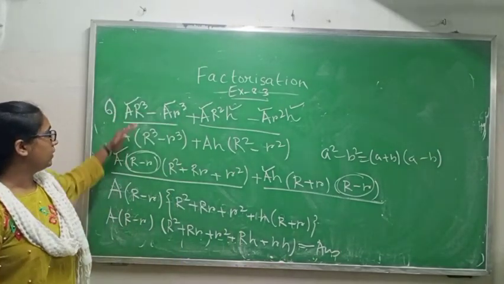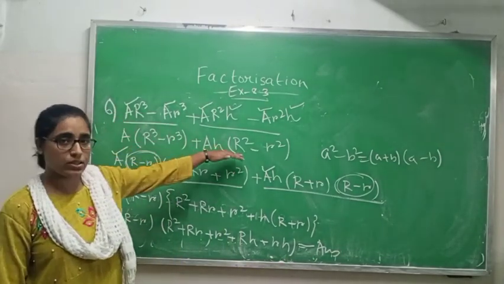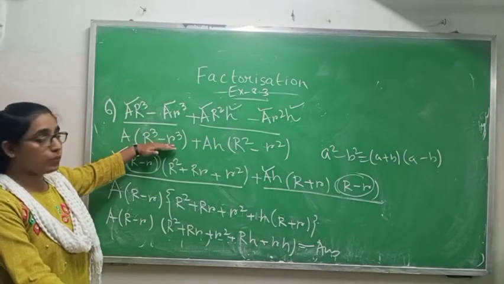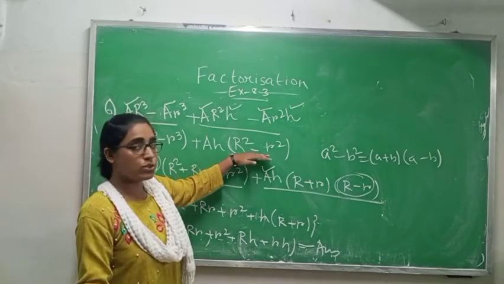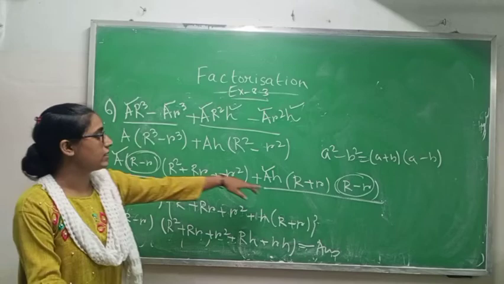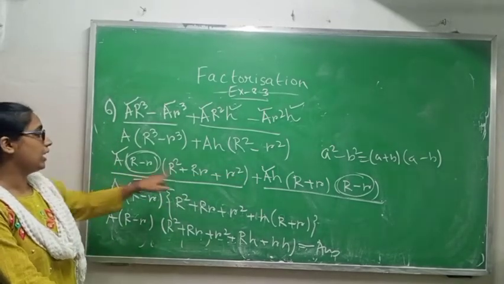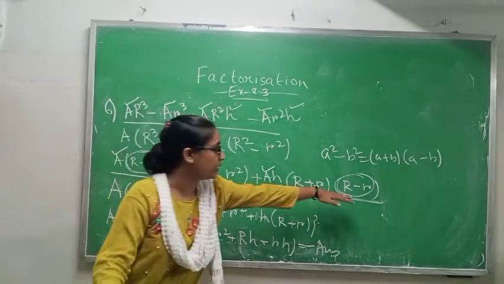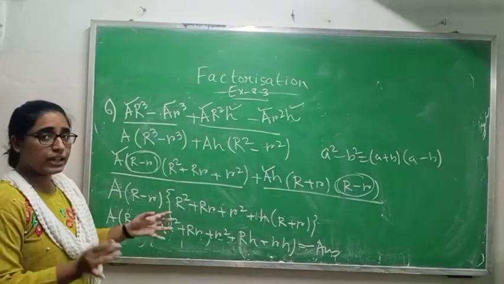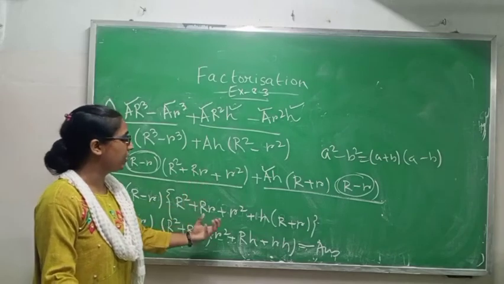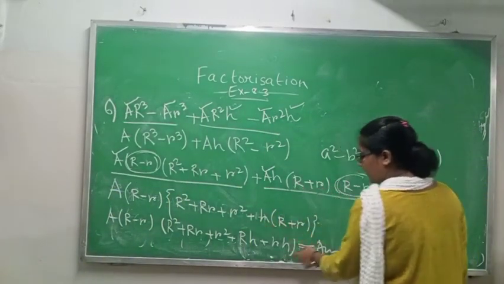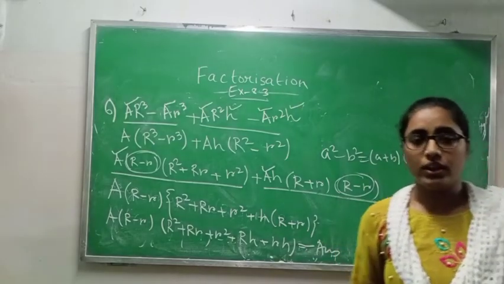So what I have done: first I took common from the first two and last two. Then after taking common, I broke into the formula of a cube minus b cube and a square minus b square. Then from the first part and second part we have to take a common and R minus r common. That is why I am writing it outside the bracket and whatever is left I am writing inside the bracket. So this one is left. Then here h and R plus r are left, then I open the bracket and I get this. Okay, complete this one.